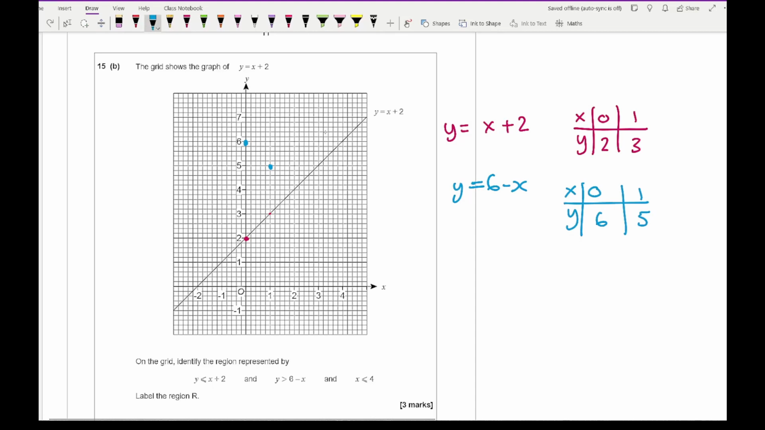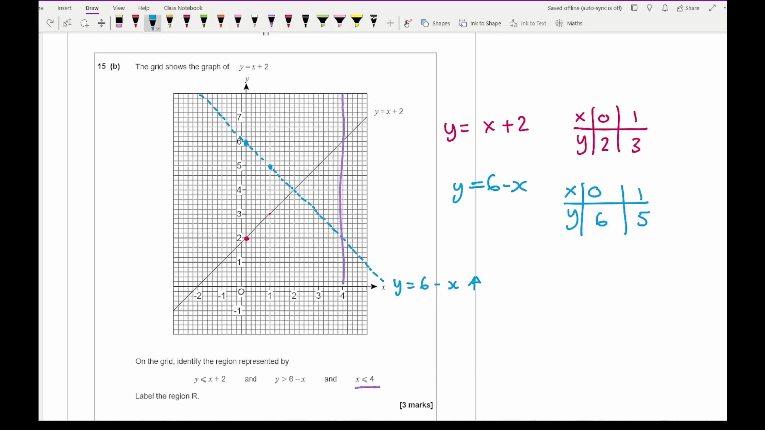Again, I recommend that you do use a ruler for this, and we're looking for a dashed line, but basically it should look something like that. Let me just label this as y equals 6 minus x, and I want above the line. And then the last one for me to draw is x is less than or equal to 4, and that's going to be a solid line that's going vertical through 4.